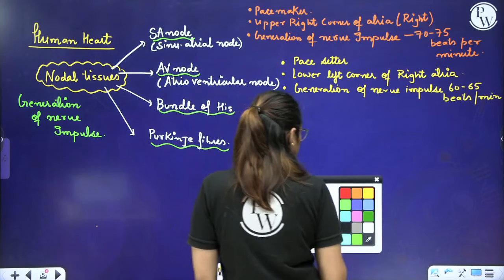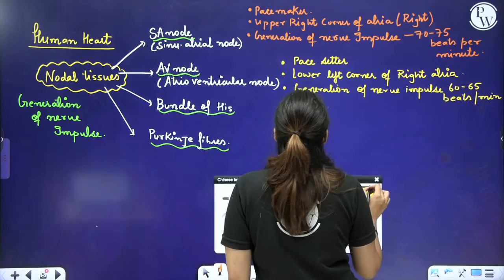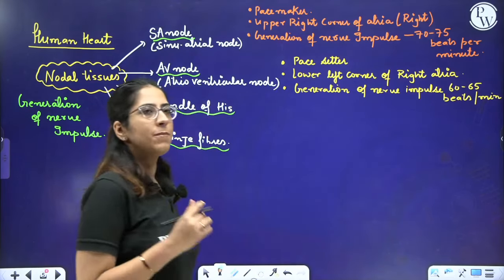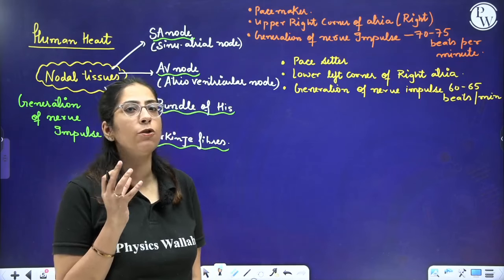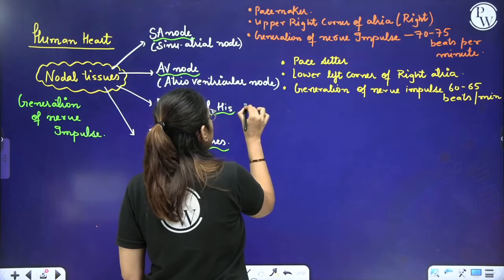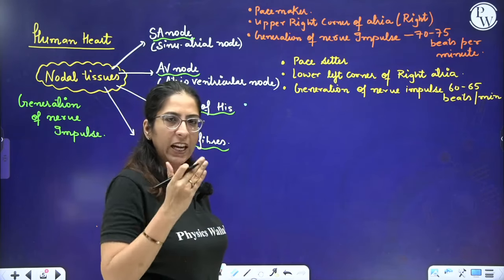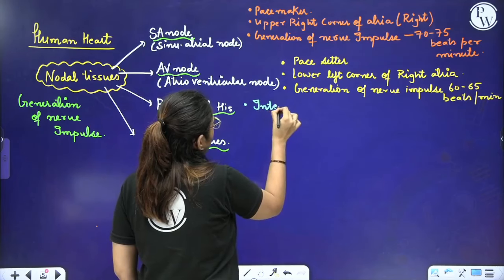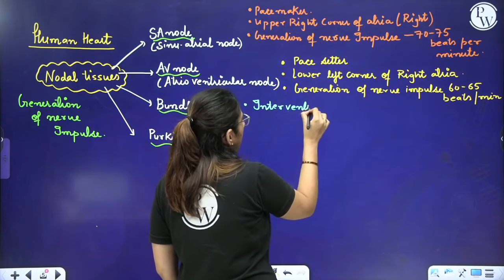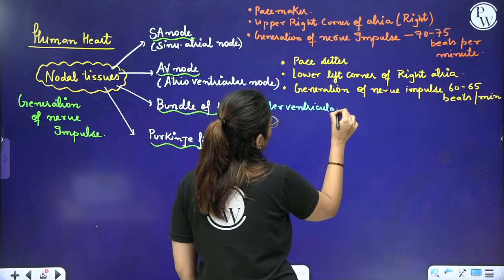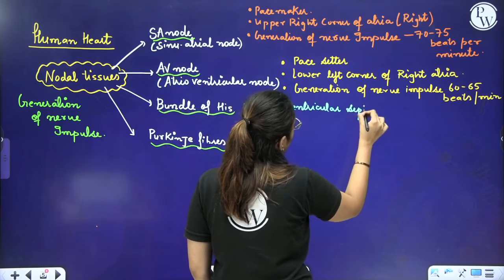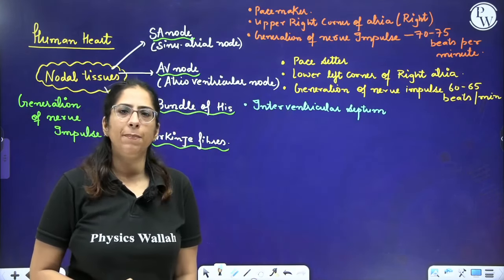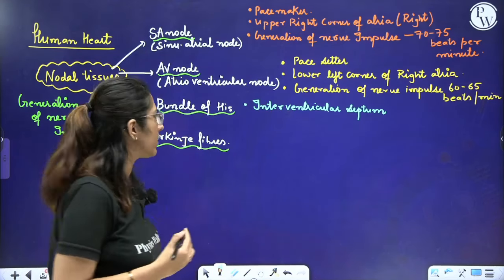Let's talk about the bundle of His. Bundle of His is also termed as Purkinje bundles. Clear? Now, where are these present? These are present on the interventricular septum. That means in between the ventricles. I told you about the septum in the previous session. In between the ventricles, there is a septum. What do we call this? Interventricular septum. This is how it is present.